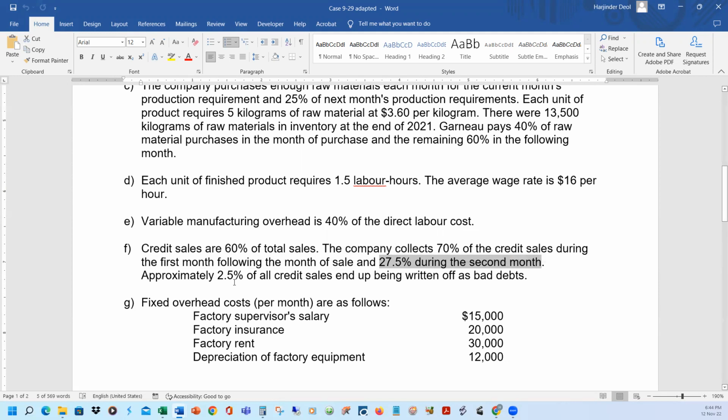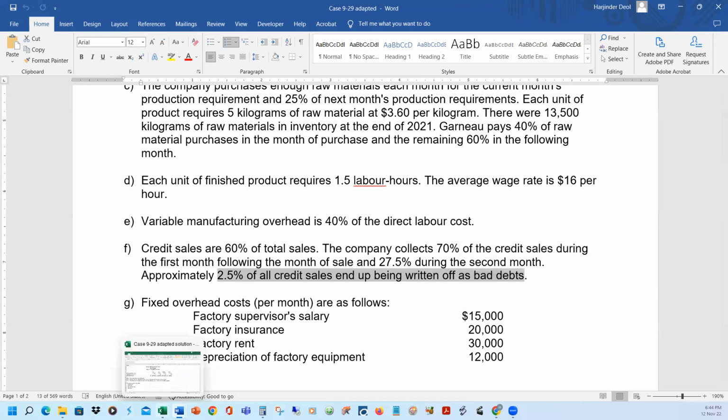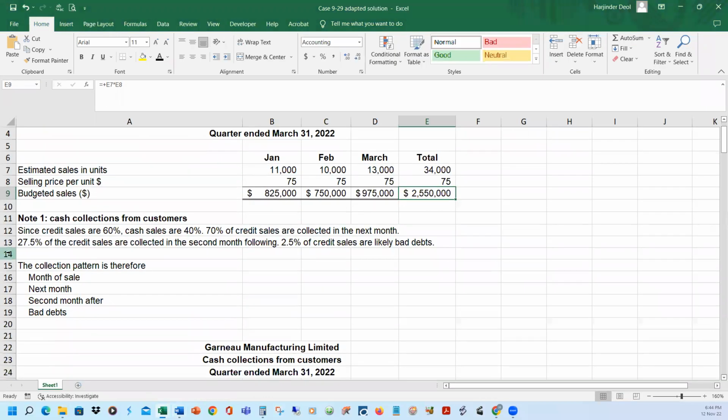And what about the remaining 2.5% of all credit sales? Well, these, we are told, end up being written off as bad debts. So 2.5% of all credit sales end up being written off as bad debts. It basically represents an amount that we are not able to collect from our customers. So let's take a look at what our collection pattern is.